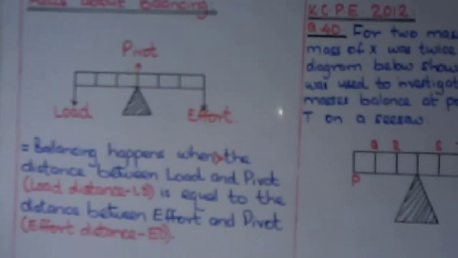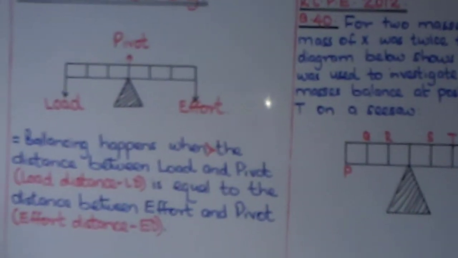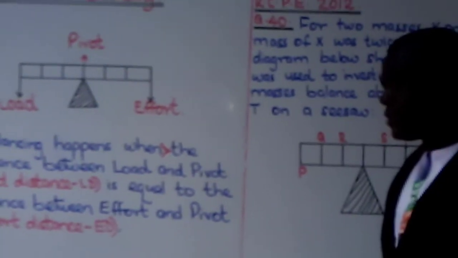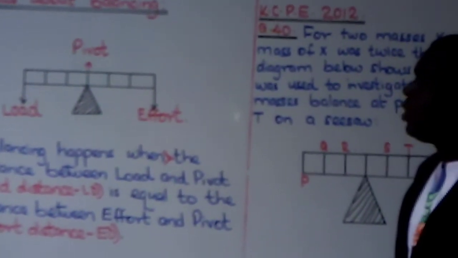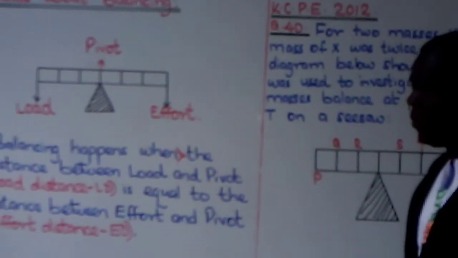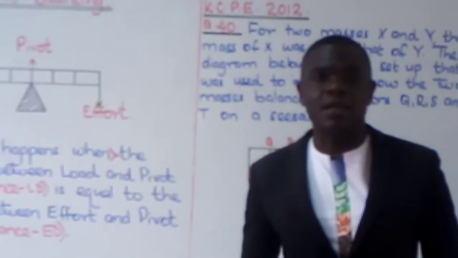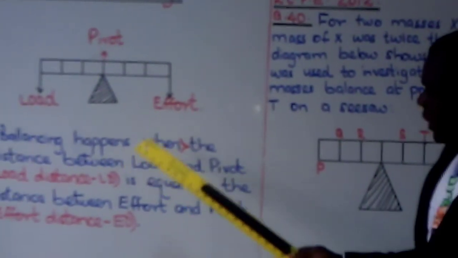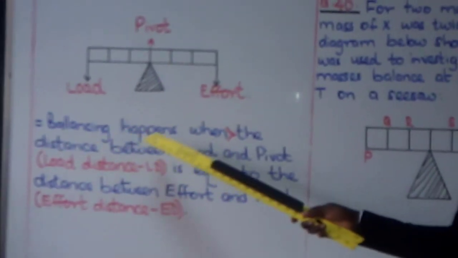I know you did this in class 7, and that is why I want you to look at it and understand the positions of the load, the fulcrum, and the effort. You learned it under the levers. But today I want us to look at the beam balance here. Now, balancing happens.